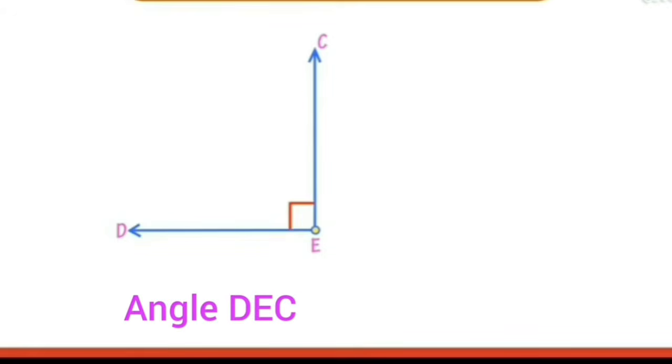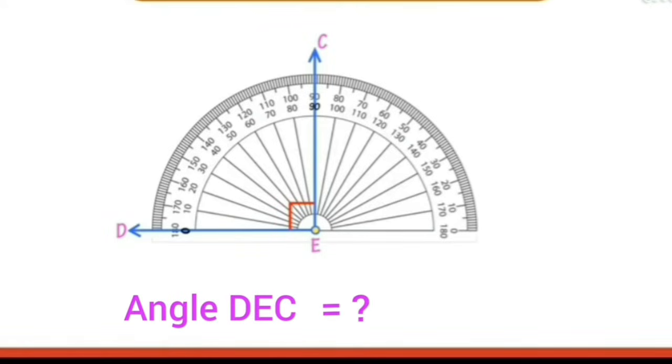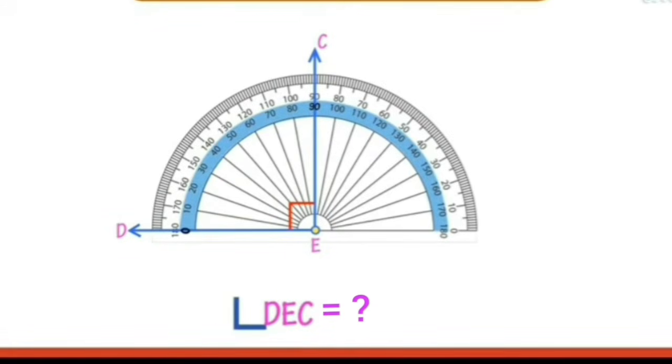Let us see an example of a right angle. Here you can see E is at the center point of the protractor and you can see straight up EC is exactly showing 90 degree. So angle DEC is 90 degree.